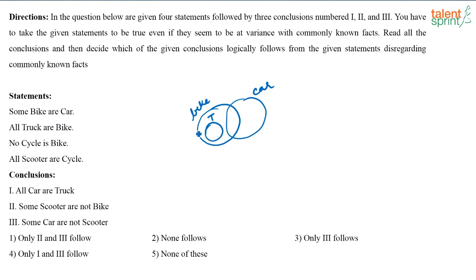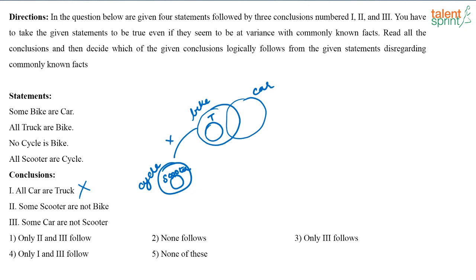No cycle is bike. All scooters are cycle. So again scooter will come inside the set cycle. So this is your basic diagram. Now let us look at the conclusions. First conclusion says all cars are trucks. Does that conclusion follow? No. We don't know whether all cars are trucks or some cars are trucks. We cannot say anything for sure. So this conclusion does not follow.